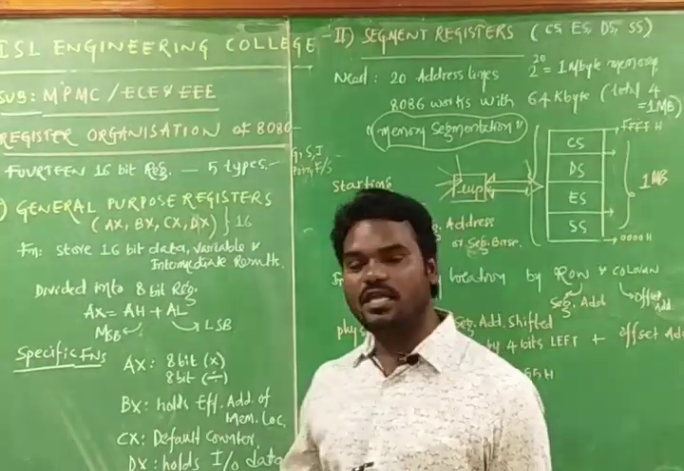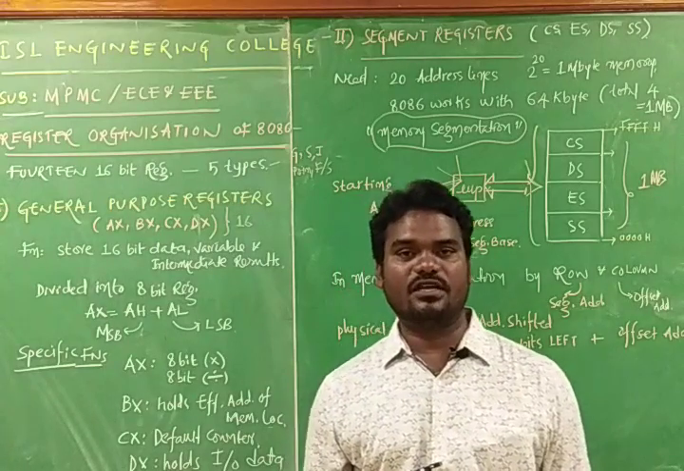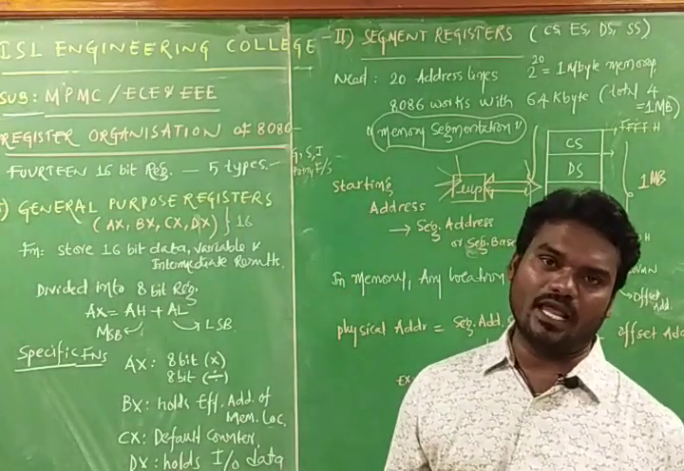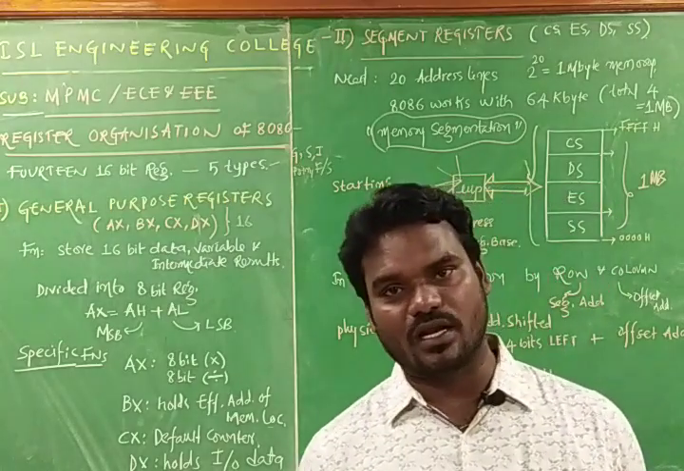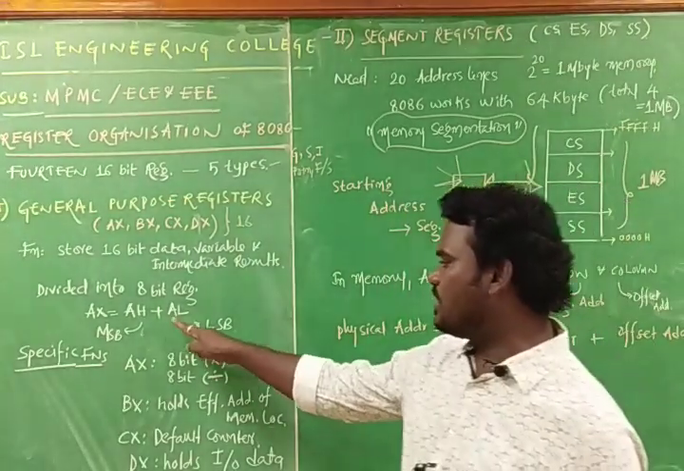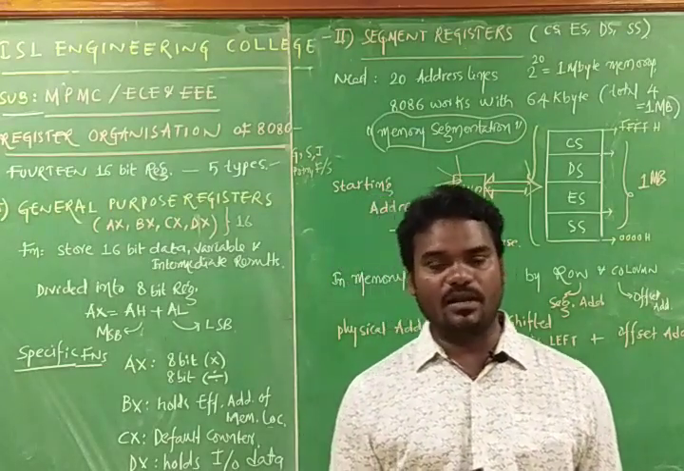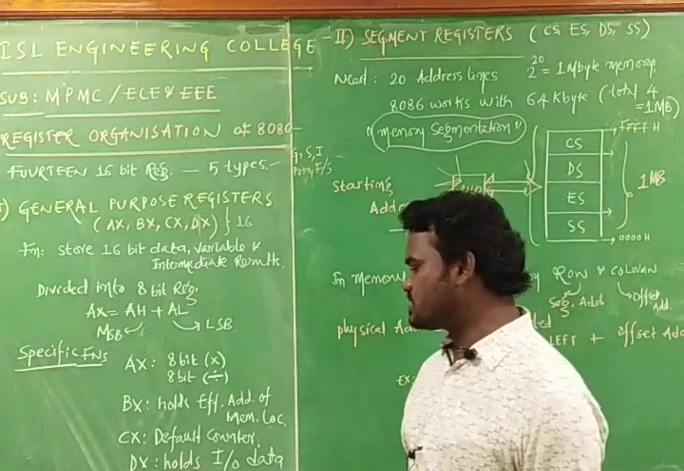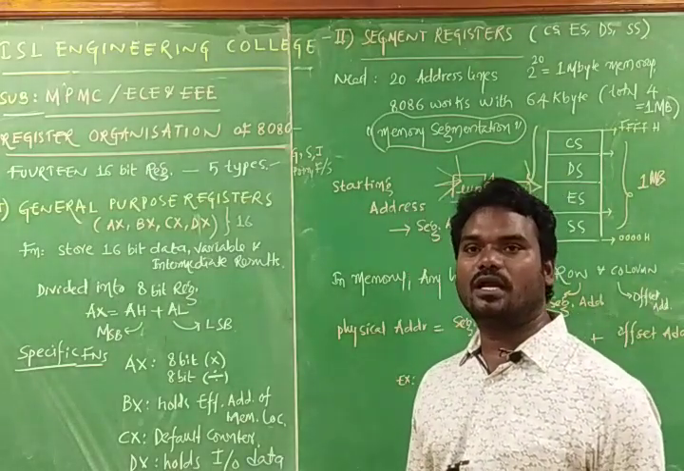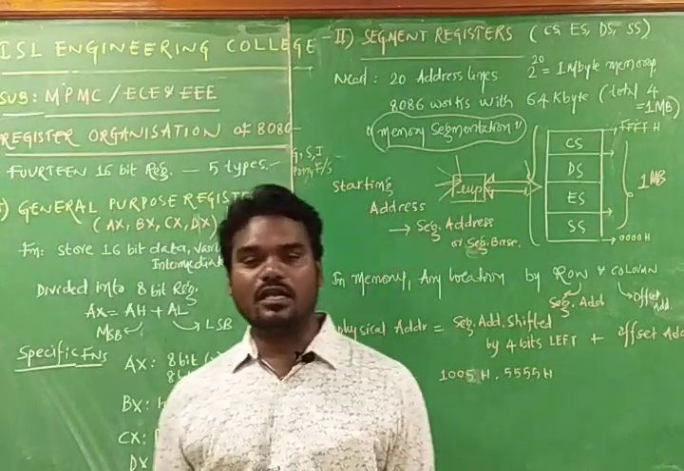Here also DX is divided based on the size of the data. It is divided into DH and DL, and if only 8-bit data is there, the lower byte of the register can be used. If there is more than 8-bit data, the higher byte and the lower byte of the registers will be used to store that given data, which is a variable or an intermediate result.